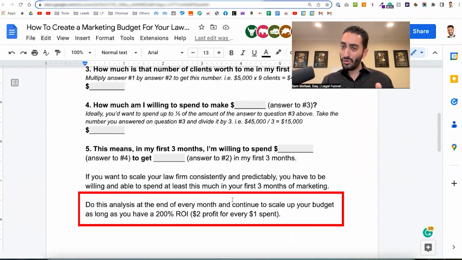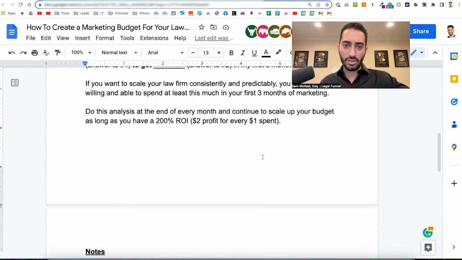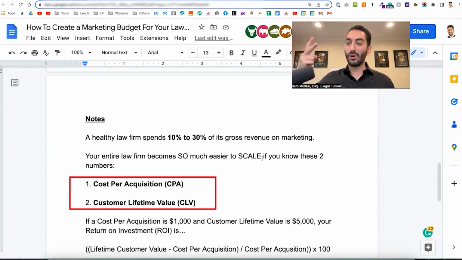Again, I'm quickly going over this. There's more explanation and mindset shift that I have to do with you guys. There's some more math stuff here for you guys. Again, a healthy law firm spends about 10 to 30% of its gross revenue on marketing. Your entire law firm becomes so much easier to scale if you know two numbers. Your entire law firm is essentially just cost per acquisition. How much does it cost for me to get a client? And how much is the client worth? If you know these two numbers, these are literally the main two KPIs. If you know this, you're able to grow infinitely.